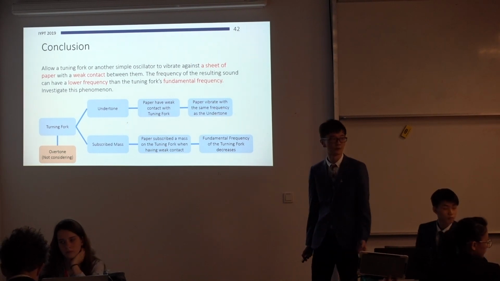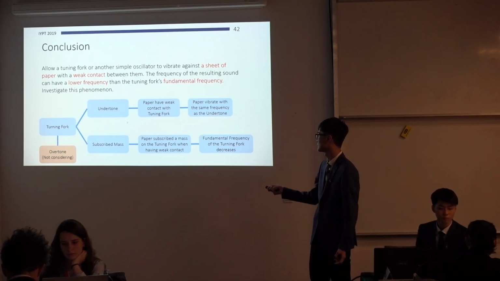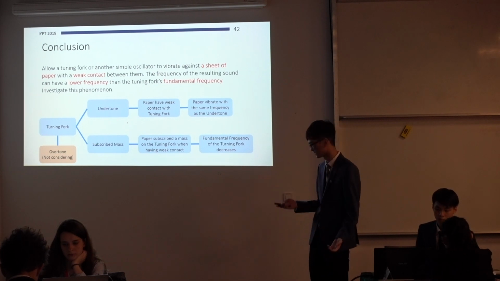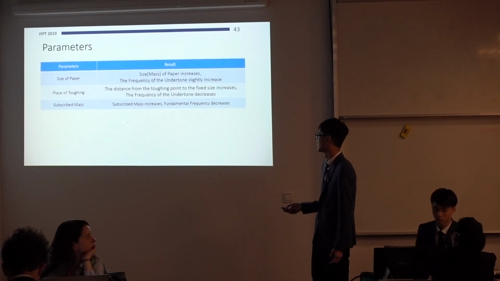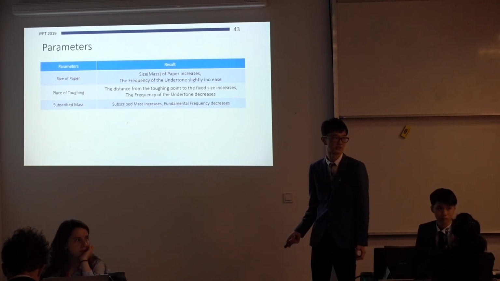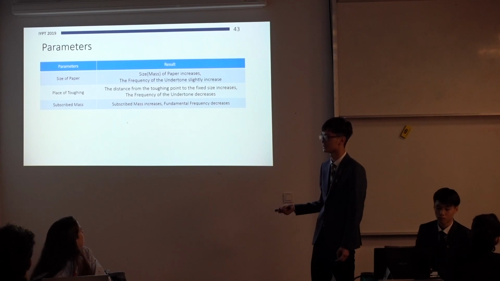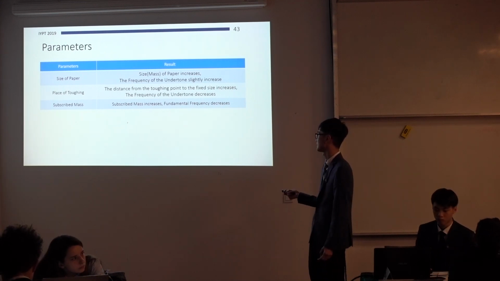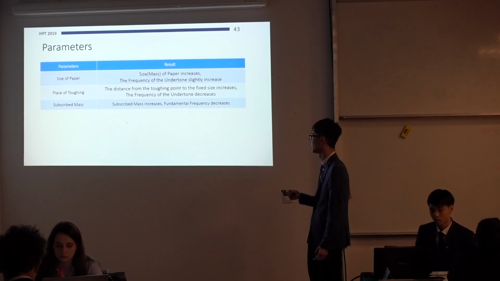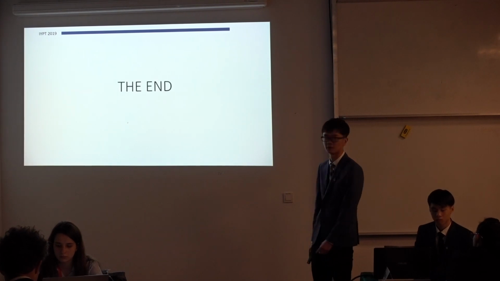And also, the vibration of the tuning fork also emphasizes the overtone, but we are not going to discuss this. So this is the area that we discussed. As we can see, the size of the paper and the place of the touching paper affect the frequency of the undertone. The subscribe mass affects the fundamental frequency. And this is our explanation.